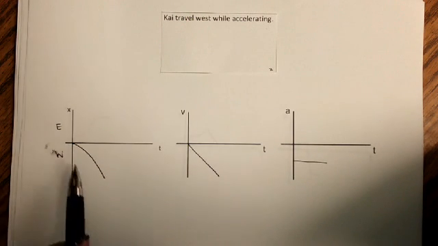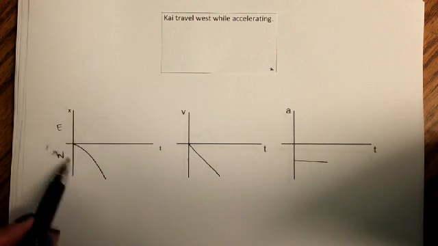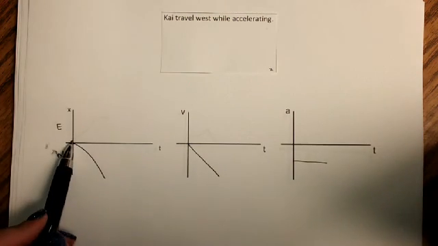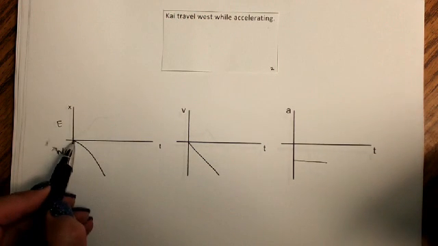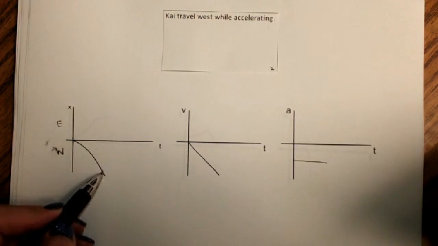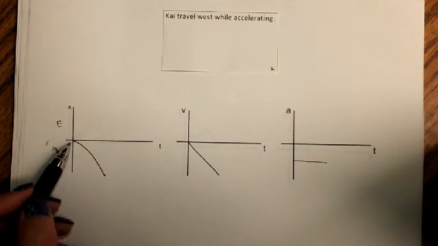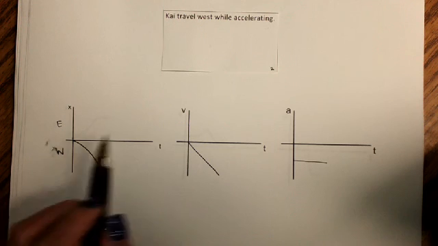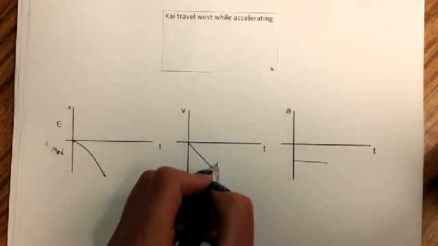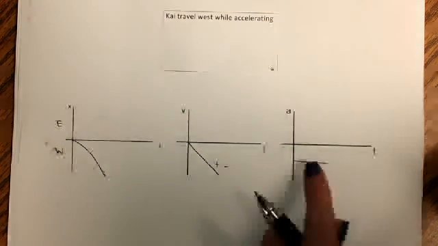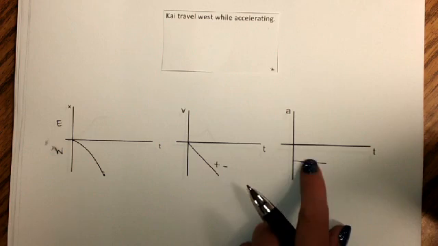Went back to easy. Kai travels west while accelerating. I didn't say where he started, so I just started him at the origin. But if you didn't start him at the origin, it doesn't really matter as long as your line has an increasing negative slope. And an increasing negative slope gives us an increasing negative velocity. So if you're speeding up while going west, that's a negative acceleration. Or just the fact that it's a negative slope, it's a negative acceleration.